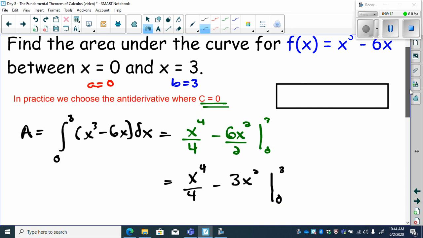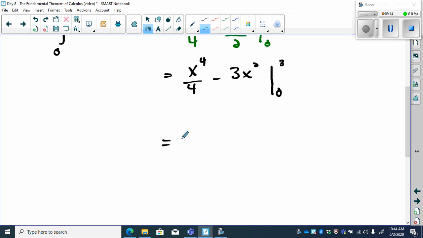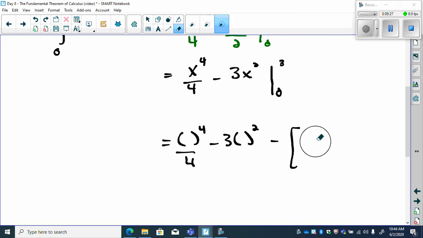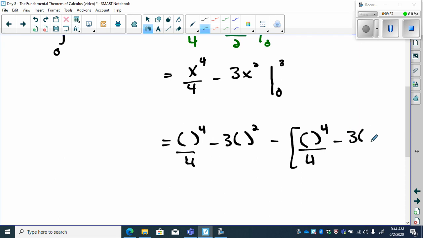Now remember the move. I am going to fill a 3 in, my b value first. Then I'm going to fill a 0 in. So I'm going to evaluate the antiderivative at b. So fill a 3 in. Then I'm going to evaluate the antiderivative at 0, and I'll subtract the two. So first, the b value.